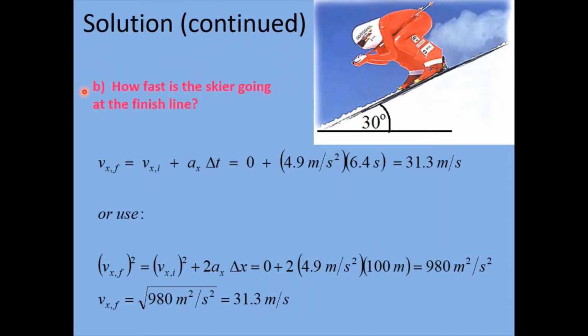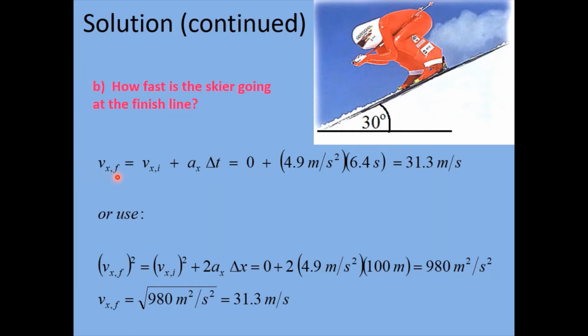Part B of this problem asks how fast is the skier going at the finish line? Here we actually have a couple different ways to solve this. Remember, we saw this in the last chapter. There are often more than one way to get to the solution of some of these problems. So let's look at a couple different ways we can solve this.